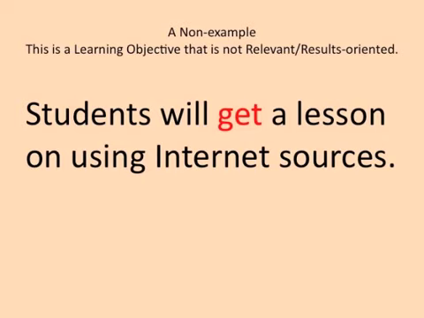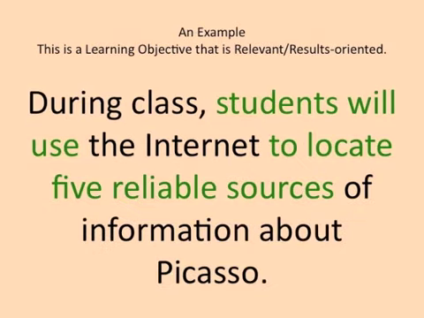Even though it mentions the Internet, which is a relevant and interesting learning activity, it is not focused on using the Internet in a way that is interesting to students. This example of a learning objective is both relevant and results-oriented. It is relevant because it has students doing the interesting Internet work. This objective is results-oriented because it asks students to locate 5 sources of information about a specific topic, and thus is an outcome of student effort.